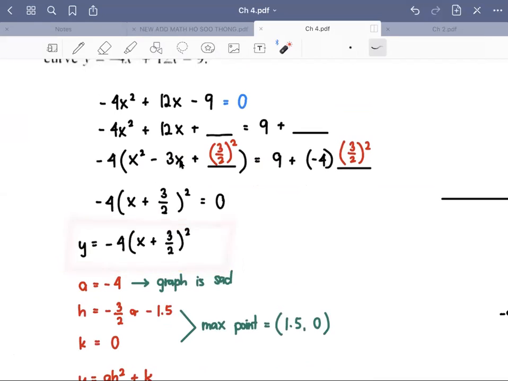Maybe you're wondering, why is this positive instead of negative? It's because you have a negative 4 here. So negative, negative, this is positive. All right, that's why it's positive.